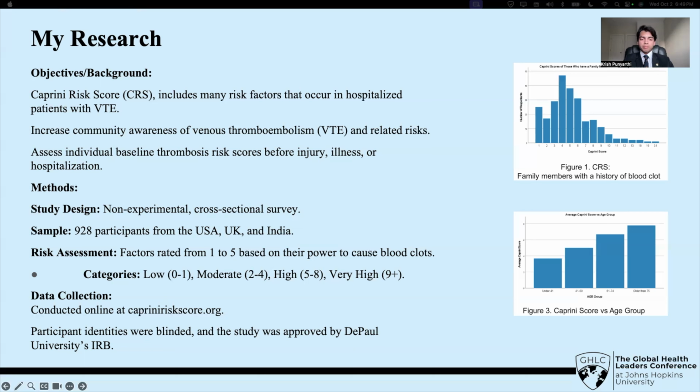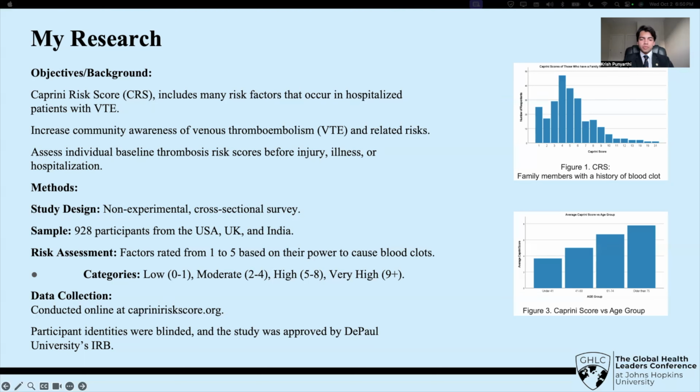Now let me explain a couple findings. First, we found out that those with a family history of blood clots had an already increased risk of thrombosis, as demonstrated by the graph above, with most of the data points hovering near 4 to 5. Second, another key finding we found was that risk increased as age increased, as you can see by the linear trend observed in our graph.